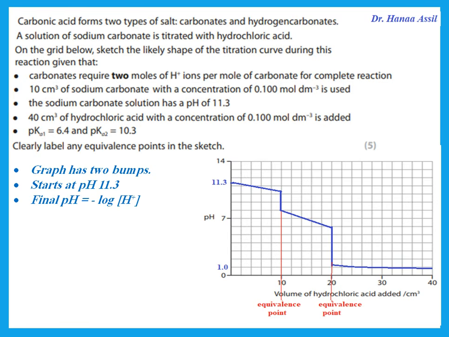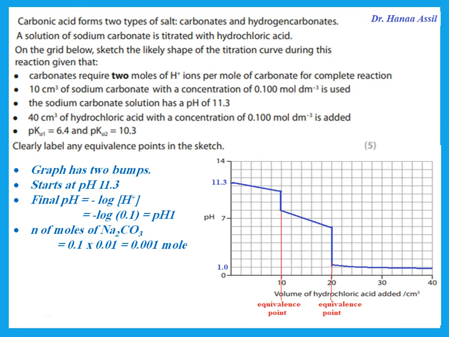The final pH is minus log of the H+ ion concentration. Now, he is saying that I have 0.1 mol/dm³ of hydrochloric acid, so minus log of that is pH 1. So my graph should end at pH 1.